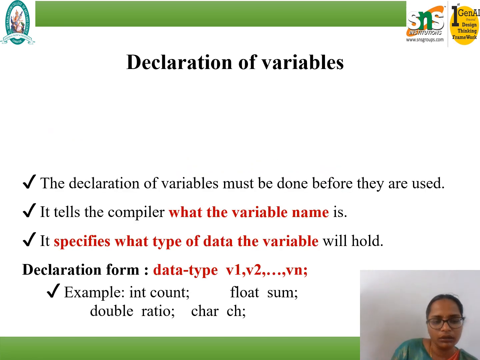Here the variable declaration is shown. We have to start with the data type. After that, we specify the variable name. If you want to assign values, you can do so with the help of the assignment symbol. The examples given here are int count, float sum, double ratio, char ch. These are all simple examples of variable declaration.